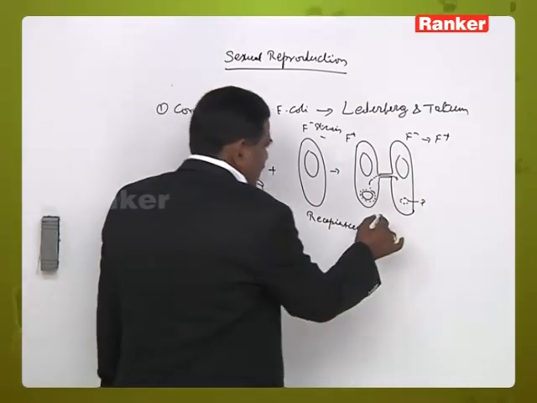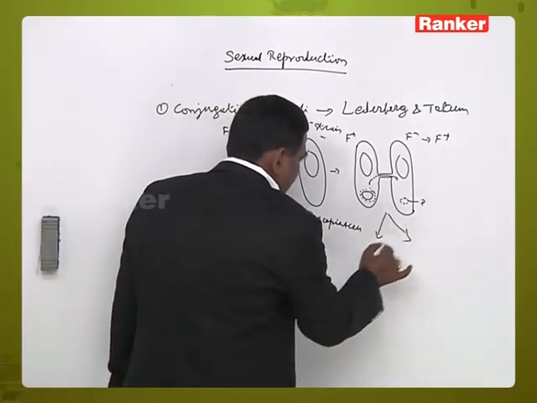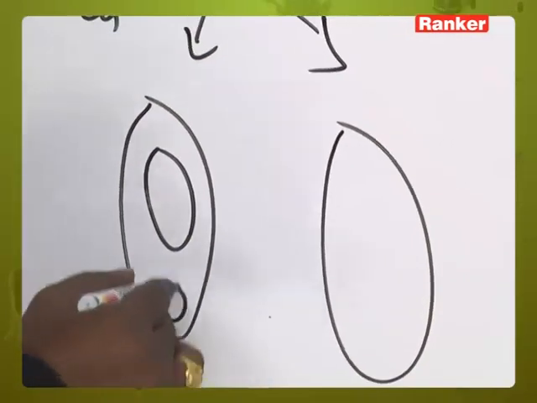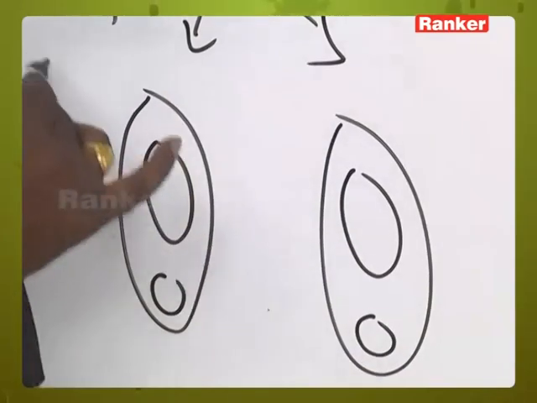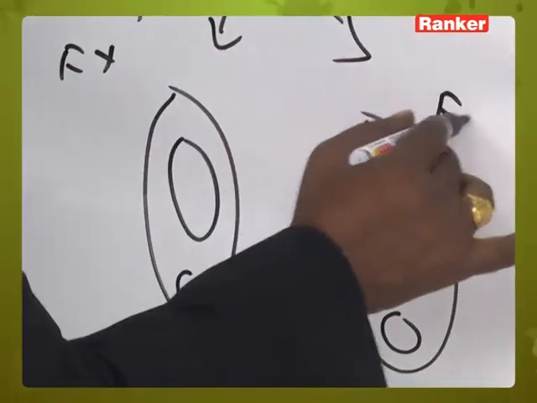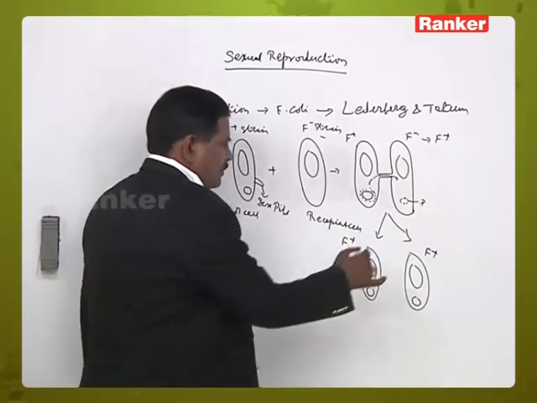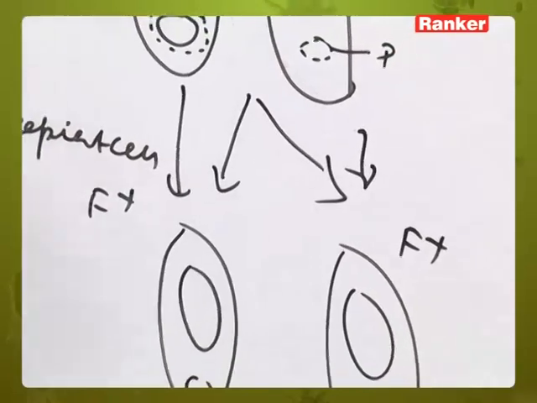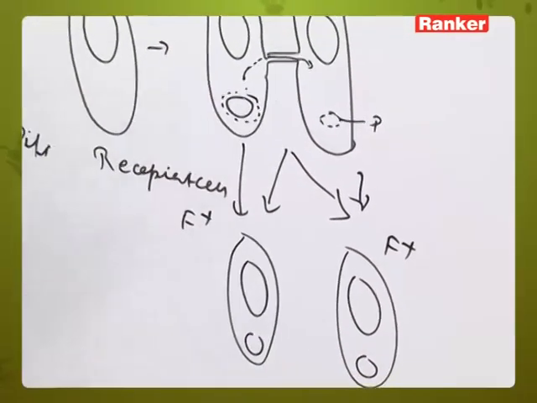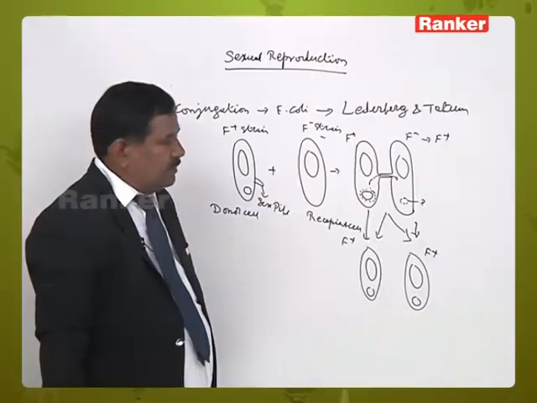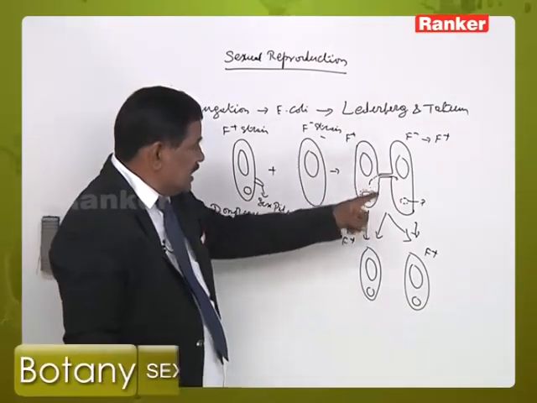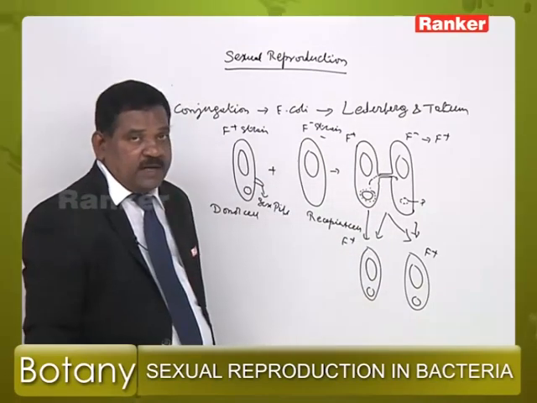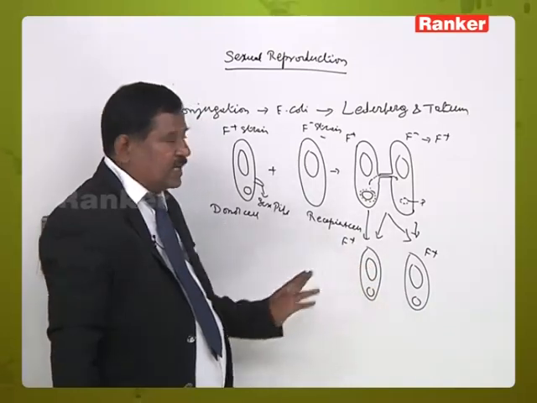After conjugation, the two bacteria separate from one another. Both contain the plasmid; both are F plus. In the F plus strain, there is no loss and no gain of DNA or plasmid. But the F minus receives the plasmid from the F plus, so the F minus strain becomes an F plus strain. So genetic recombination occurs. It receives new genes.